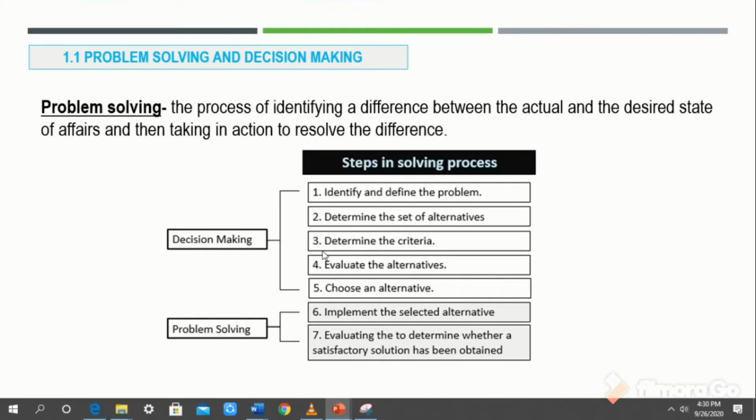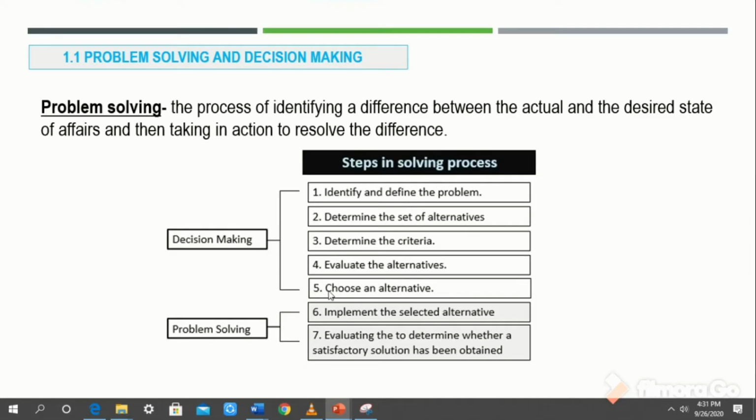And then, proceed to number 3. Determine the criteria. So, know your criteria in determining the appropriate action or alternatives. From that, your choices would be filtered. Your criteria should be aligned with your objectives. And then, number 4, evaluate the alternatives. You have to apply the criteria to your alternatives to be able to evaluate them thoroughly. So you assess them properly.